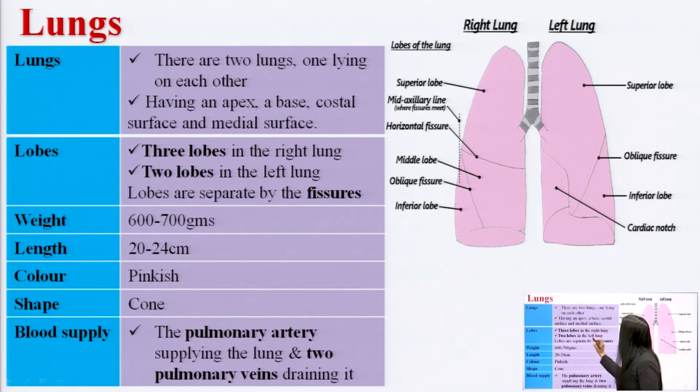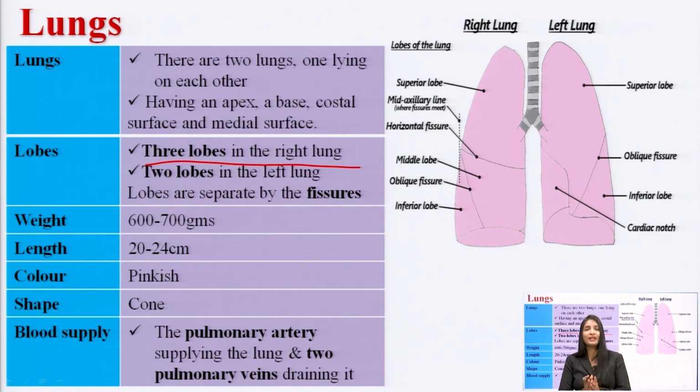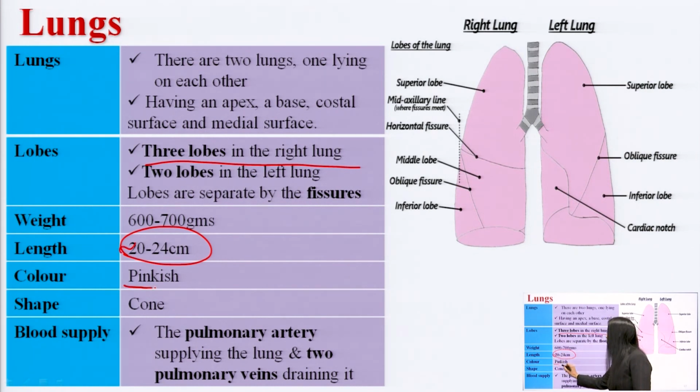If I am talking about the lobes, there are 3 lobes in the right lung and 2 lobes in the left lung, and these lobes are separated by fissures. If I am talking about the weight, it is approximately 600 to 700 grams, and the length is approximately 20 to 24 centimeters, depending upon the person. The color of the lung is pinkish and the shape is cone shape.